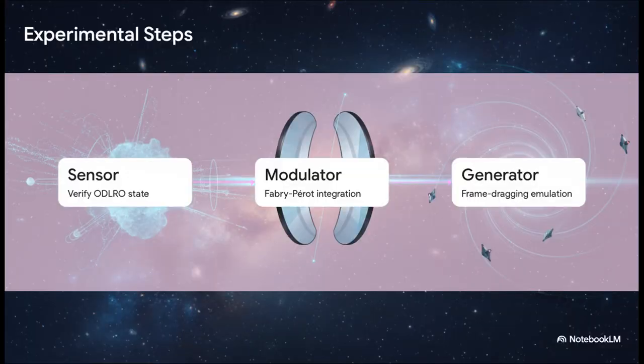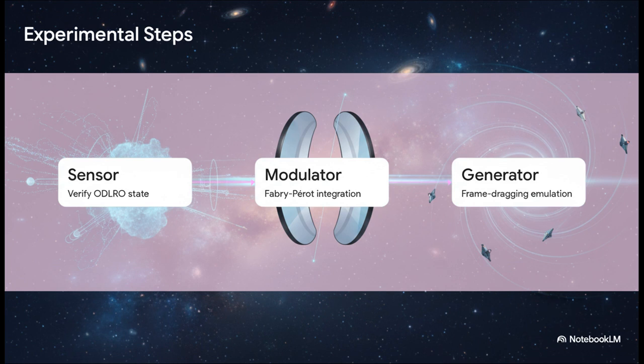Knowing that BYIG is the perfect material, Lázaro López Paz laid out a highly pragmatic, structured experimental program to turn Sarfati's equations into reality. And look at how logical this progression is. Step 1 focuses entirely on the foundation, generating that room temperature condensate in the BYIG film and verifying the ODLRO state using advanced light scattering. Once you have a stable condensate, you move to step 2.